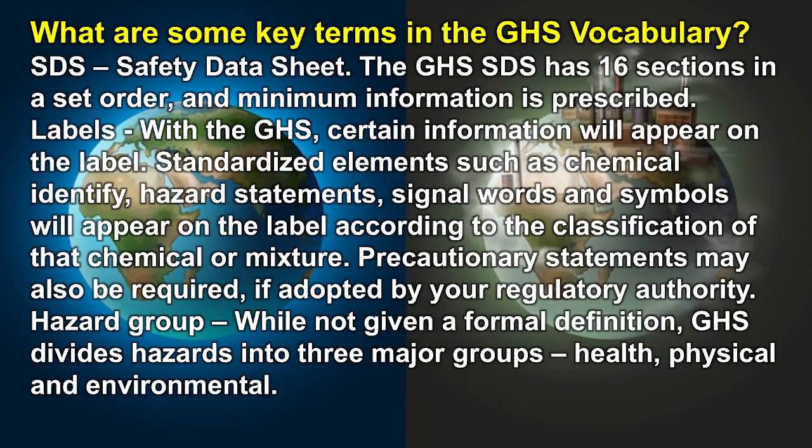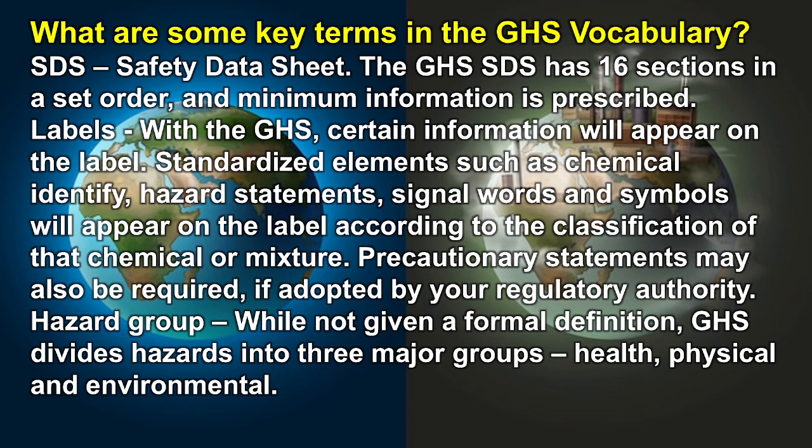What are some key terms in the GHS vocabulary? SDS, Safety Data Sheet. The GHS SDS has 16 sections in a set order, and minimum information is prescribed. Labels. With the GHS, certain information will appear on the label. Standardized elements such as chemical identity, hazard statements, signal words and symbols will appear on the label according to the classification of that chemical or mixture. Precautionary statements may also be required, if adopted by your regulatory authority.